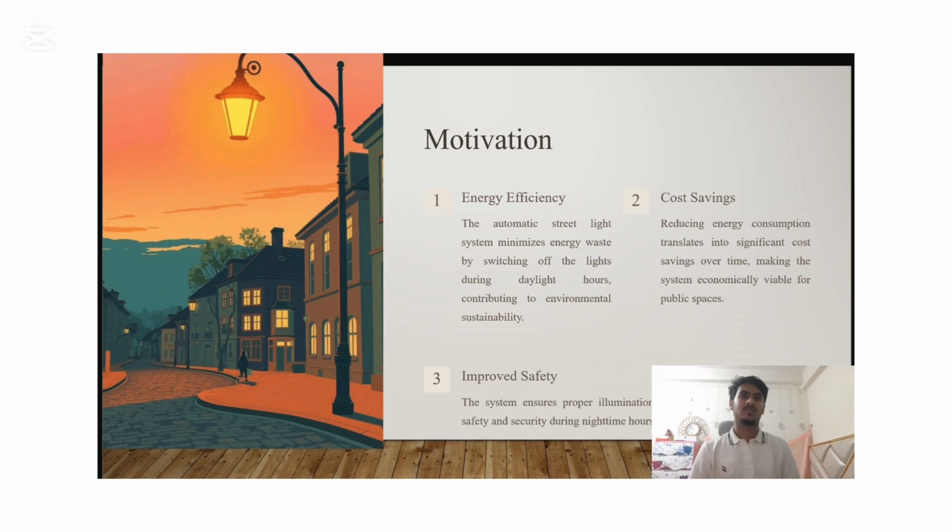Then cost saving. Reducing energy consumption translates into significant cost savings over time, making the system economically valuable for public spaces. And lastly, improved safety. This system ensures proper illumination only when required, enhancing safety and security during the night hours. While some studies suggest that increased lighting may not always correlate with reduced crime rates, strategic and well-designed lighting can improve public safety perception.